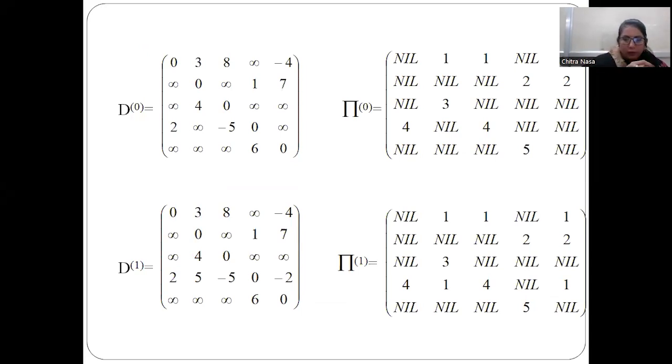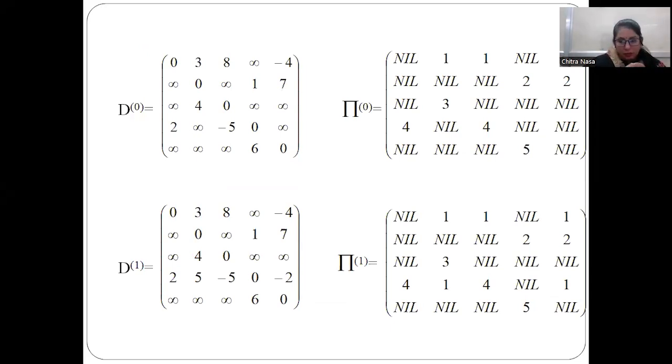Whenever you are updating a value by an intermediate vertex, you need to update the respective pi value also. For example, here, see in the pi matrix, the 4th row respective to 2. Earlier it was nil, but now it is 1, because from 4 to 2 there was no direct path, but now a path exists via 1.